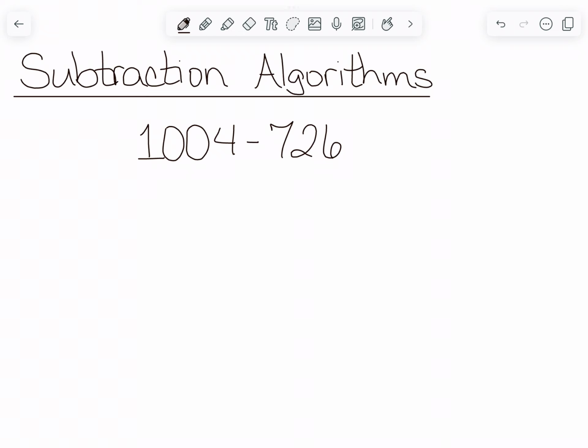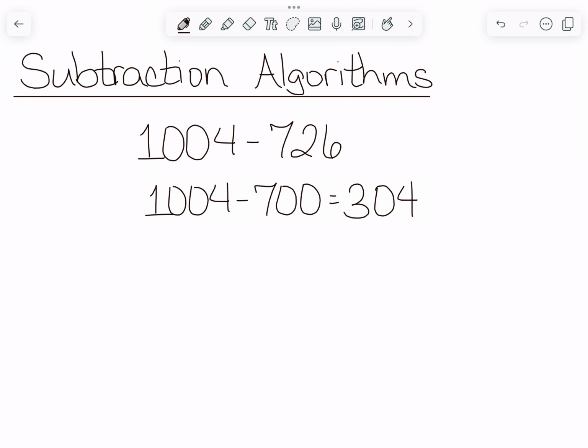Let's look at another way to subtract called partial differences. And this is where we subtract based on place value. So we consider this problem 1004 minus 726. For partial differences, we start by subtracting the hundreds. 1004 minus 700 gives us 304.